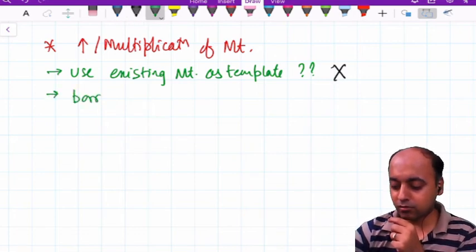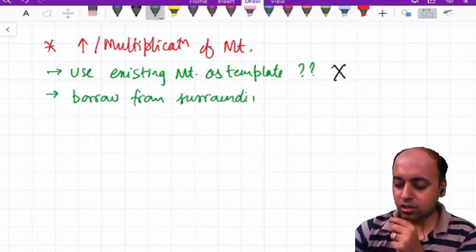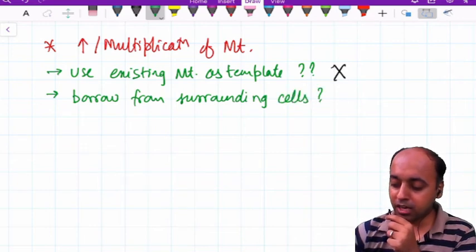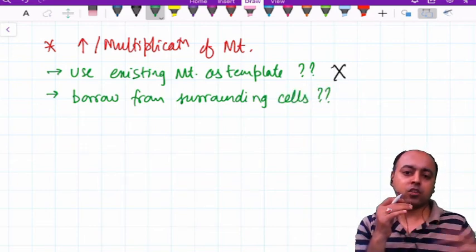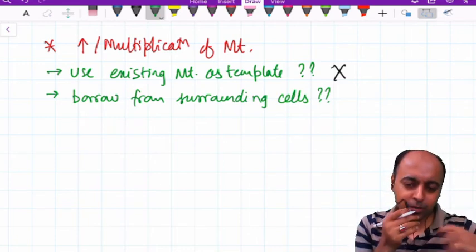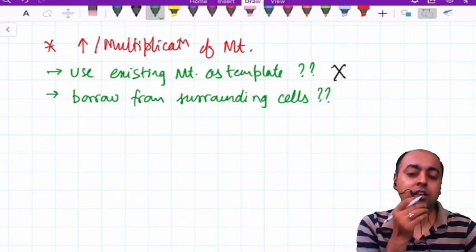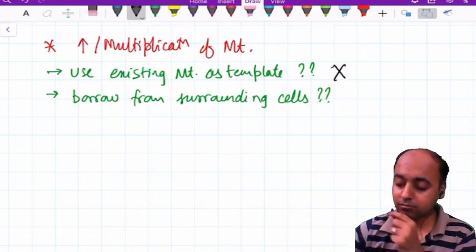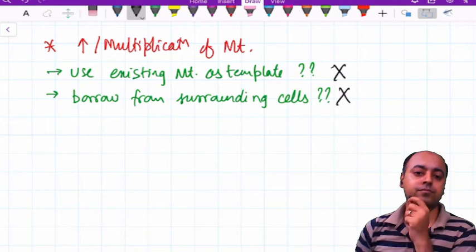Then what do we do? Can we borrow from surrounding cells? Some cells do not require a lot of mitochondria. For example, we have the myocytes around which there may be adipocytes. Adipocytes do not require a lot of mitochondria. So can you borrow the mitochondria from adipocytes for the myocytes? Can we do that? Again, the answer is no.